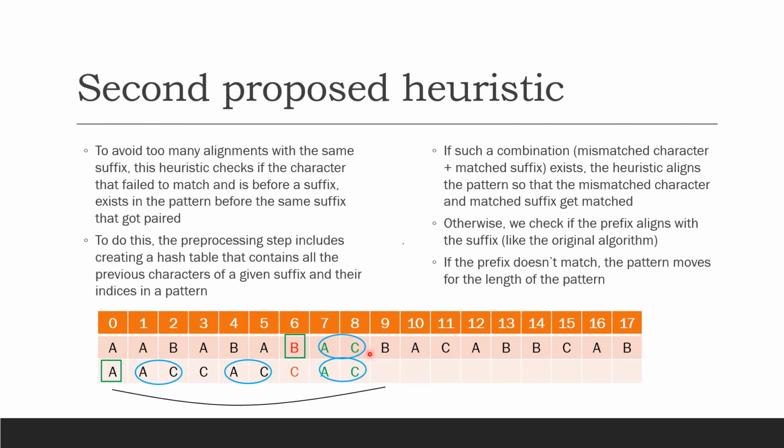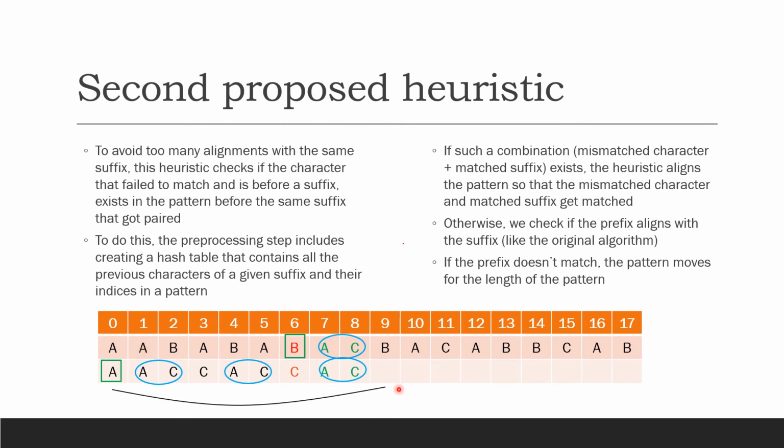With this improvement, we skip checking if A plus suffix AC aligns with B plus suffix AC, and we save one alignment. In this example, such a combination of B plus AC doesn't exist in the pattern, so we move the whole pattern by the length of the pattern.